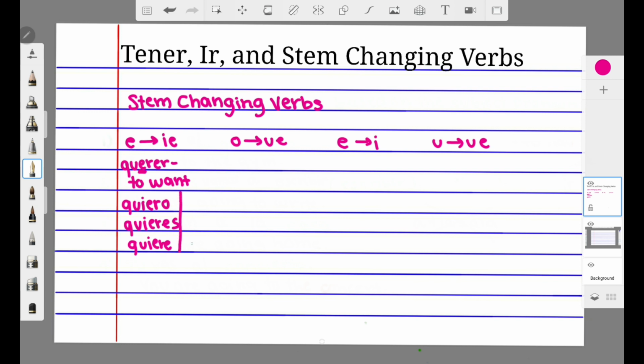Now, this is why we call it stem changers boot verbs, because it only affects this part of the conjugation chart. So if you look at it, it kind of looks like a boot or an L. The nosotros form and vosotros form do not stem change. Do not say queremos with a stem change. It's just regular.